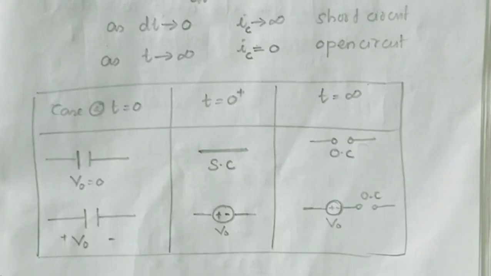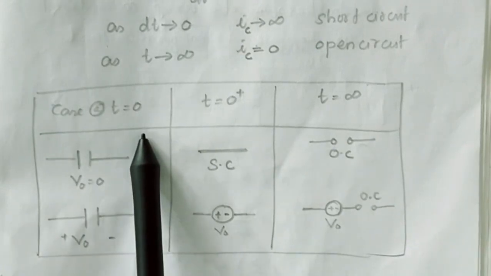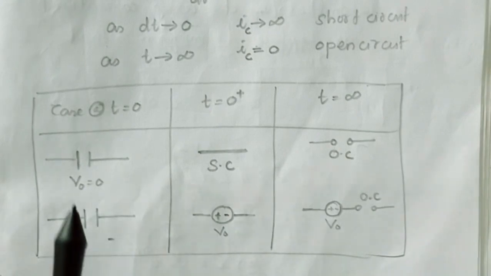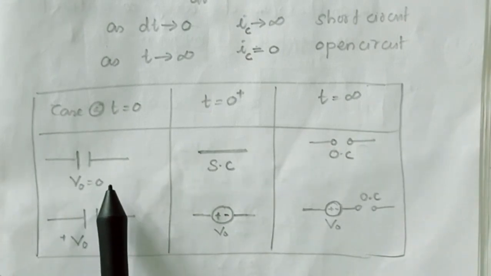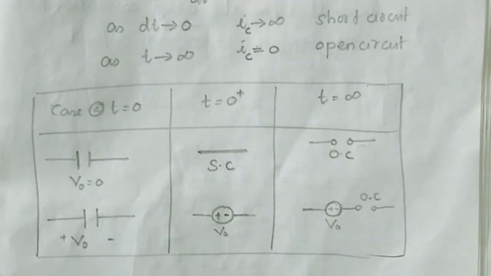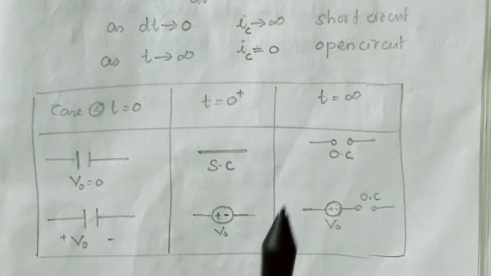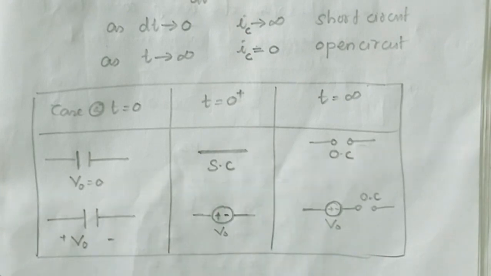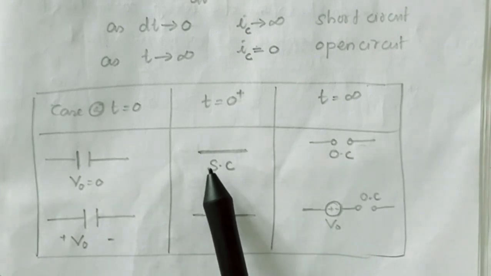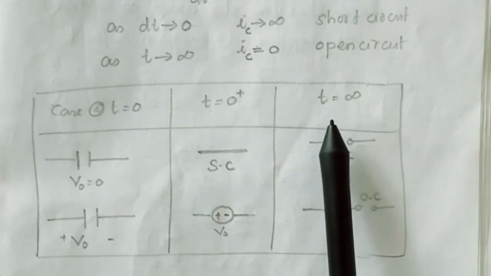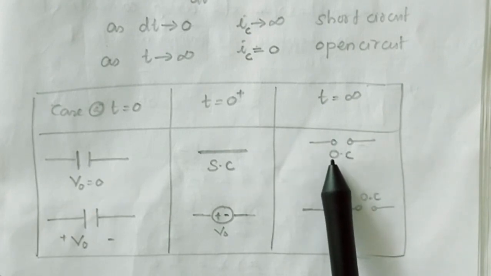Now let's see what conclusion we got in this discussion. Corresponding to the initial condition, the capacitor may or may not have an initial voltage. In the first case, let's consider there is no initial voltage across the capacitor. As the current relation is I is equal to C into dVc by dt, at t equal to 0 plus, immediately after switching, dt is 0, therefore I is infinite. As I is infinite, the corresponding equivalent circuit is a short circuit. As t tends to infinity, I is 0, so the equivalent circuit is an open circuit.